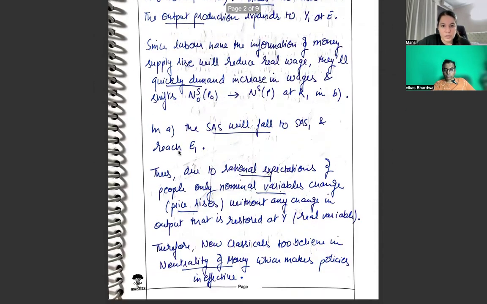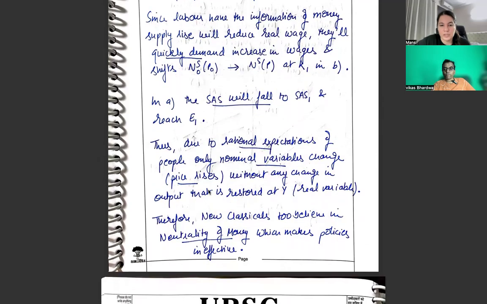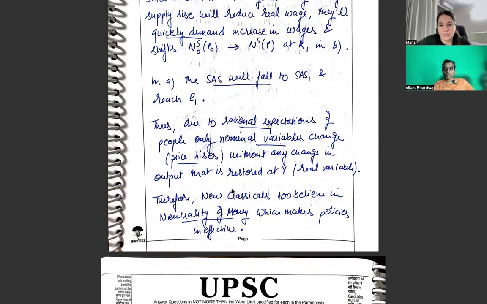point. So due to the rational expectations of people, only the nominal variables change, that is prices have increased without any change in the output, which is restored at the original output level. So therefore, you can say new classicals, they too believe in the neutrality of money, which makes the policies ineffective.